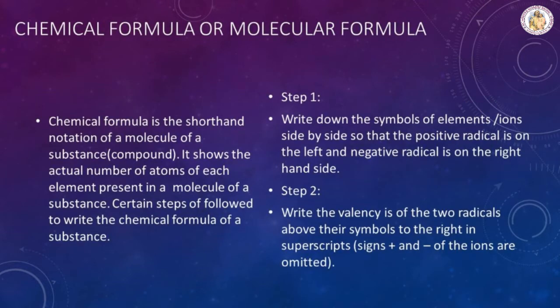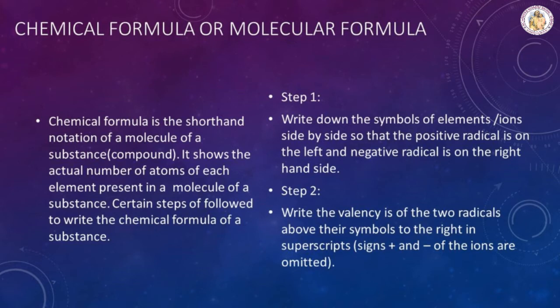Chemical formula or molecular formula. Chemical formula is the shortened notation of a molecule or compound. It shows the actual number of atoms of each element present in a molecule of a substance. Certain steps are followed to write down the chemical formula of a substance.